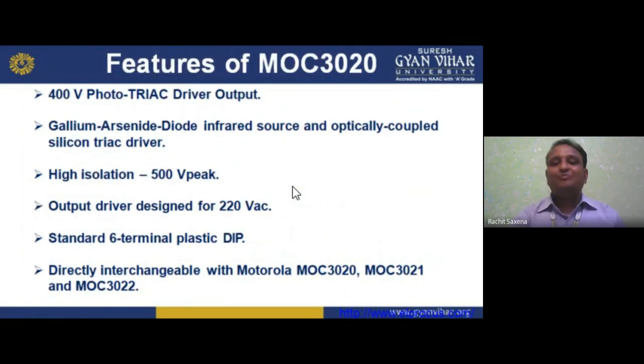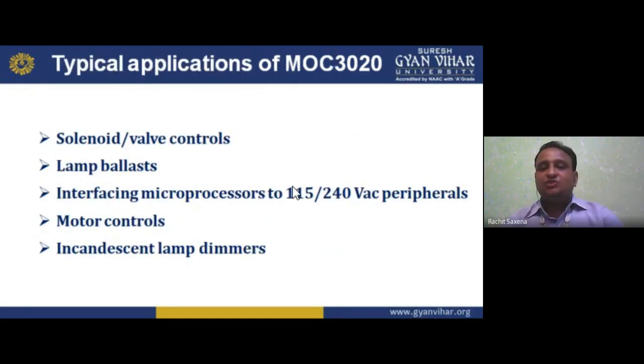Now, features of the MOC 3020: 400 volt photo triac driver output, gallium arsenide infrared emitting diode source and optically coupled silicon triac driver. High isolation, 7500 volt peak, output driver designed for 220 volt VAC, standard 6-terminal plastic package, directly interchangeable with Motorola MOC 3020, MOC 3021 and MOC 3022. So these are basically all the features. Now, typical applications of MOC 3020.